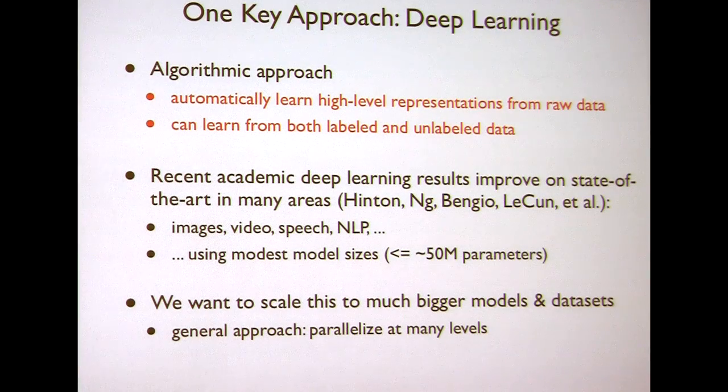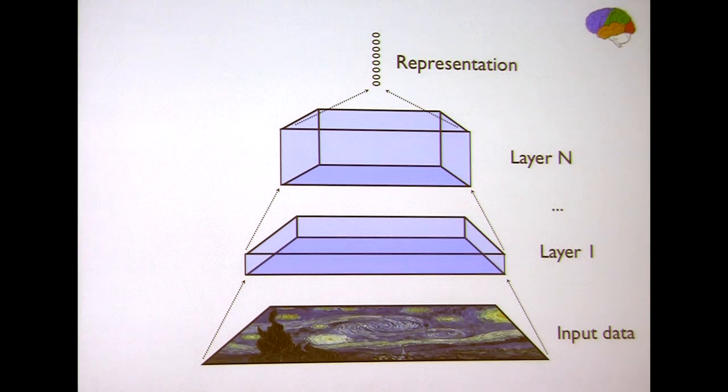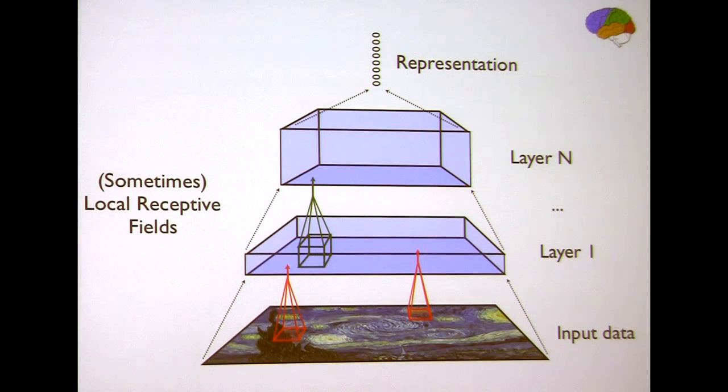So the approach we're taking is we want to build much bigger models and be able to train those much bigger models on big data sets. And so the general approach that we've taken is we want to parallelize this computation at lots of different levels in order to do this. So to make this concrete, for an image model, we essentially have neurons at a bunch of different levels that each look at a fairly small local set of inputs. So they don't look at the whole layer below them, they look at a smallish patch.